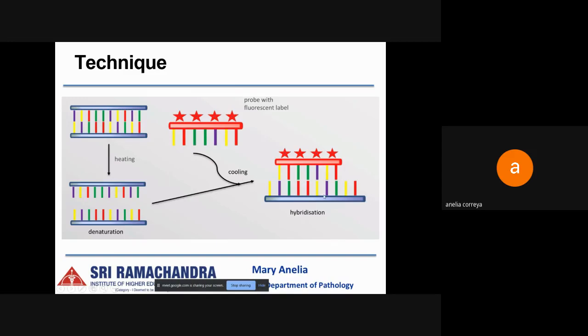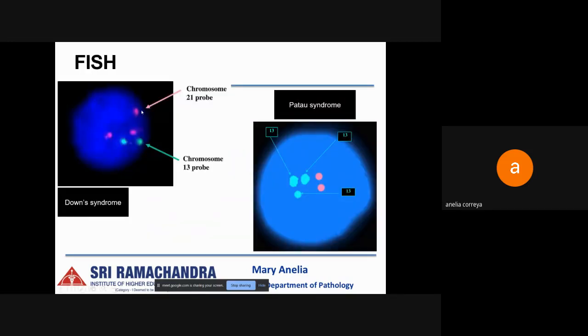So normally it should bind, but if there is any deletion, then this binding will not take place, and if there is a duplication, then there will be excessive binding. So these are certain reports of FISH. In this case, the red fluorescent probe is for chromosome 21, and we are able to see 3 in number, indicating trisomy 21 or Down syndrome.